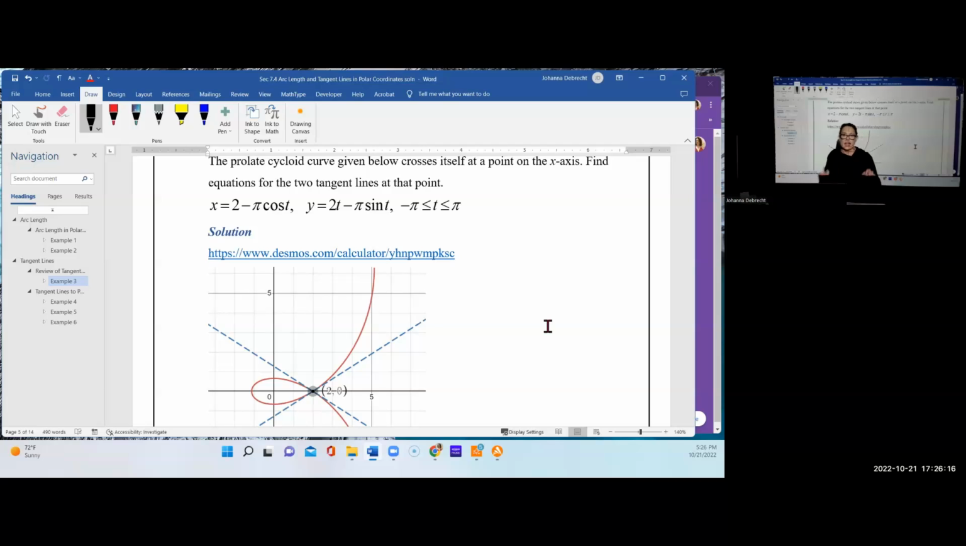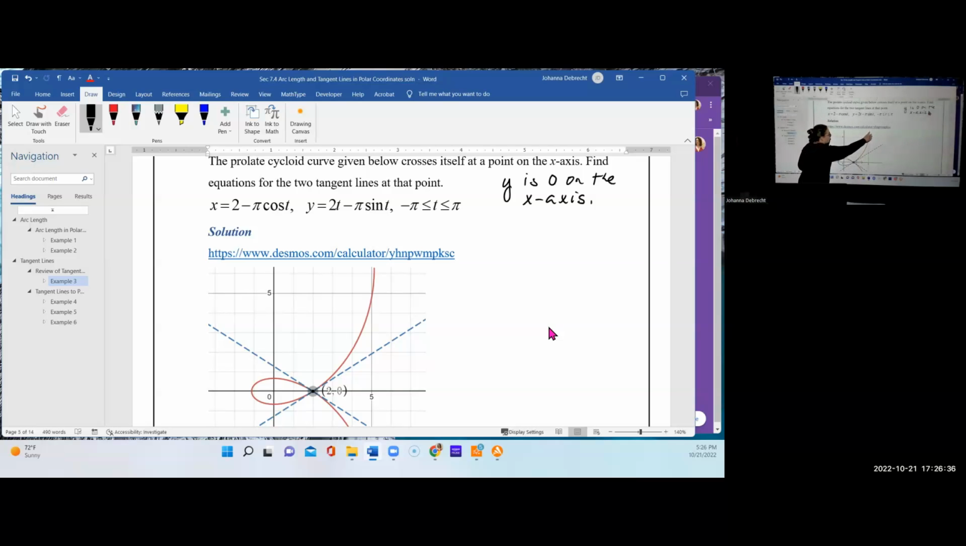So we know it's on the x-axis. So the first thing that we can say is y is 0 on the x-axis. And that's going to help us a lot to figure out what the actual point is and to figure out what value of t puts us there.